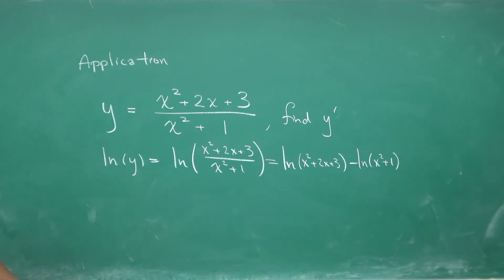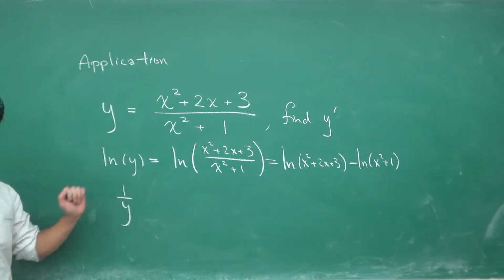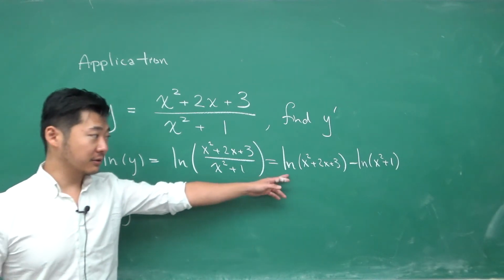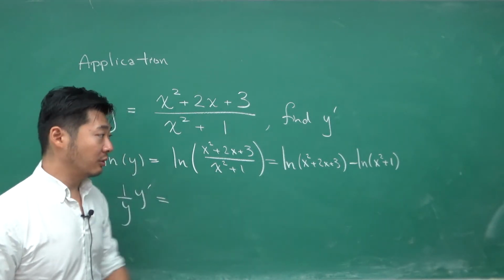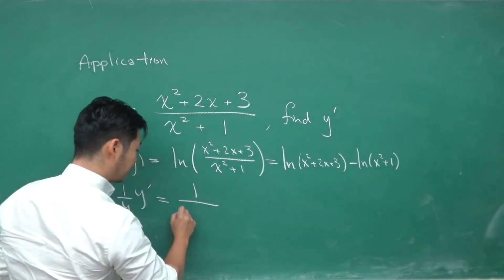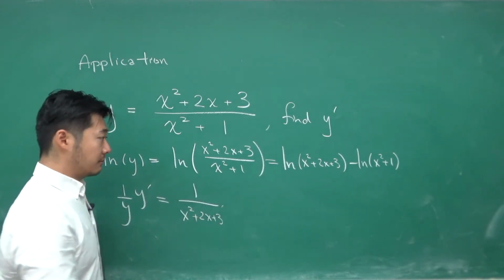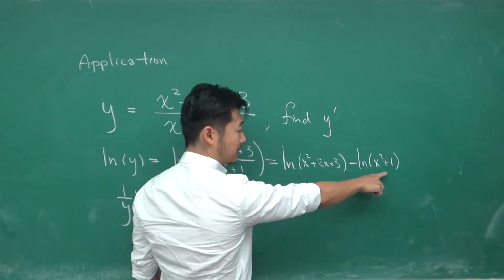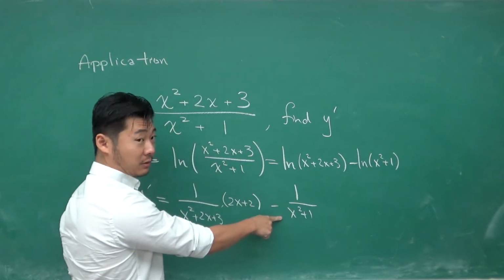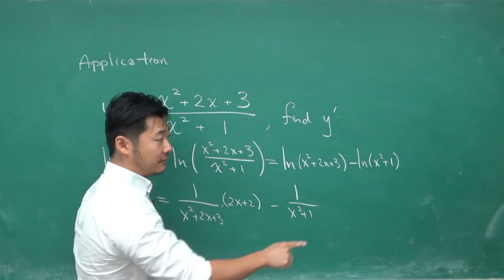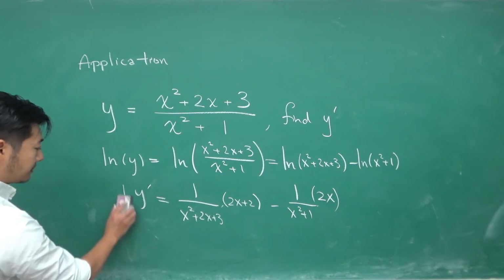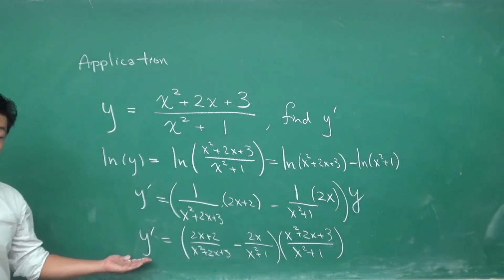The derivative of natural log of y is 1 over the inside function multiplied by the derivative of the inside, which is y prime. For the derivative of natural log of all of this, we use the chain rule, so it will be 1 over the inside function times the derivative of the inside function. And we'll do it once more. The derivative of natural log of x squared plus 1 is 1 over x squared plus 1 multiplied by the derivative of the inside function. And now we multiply by y on both sides. And so the derivative will be this expression.